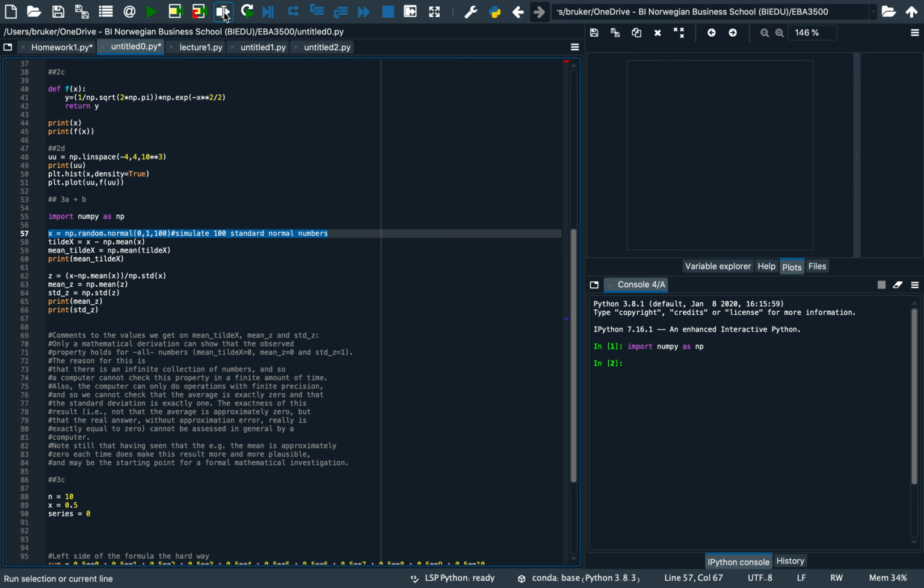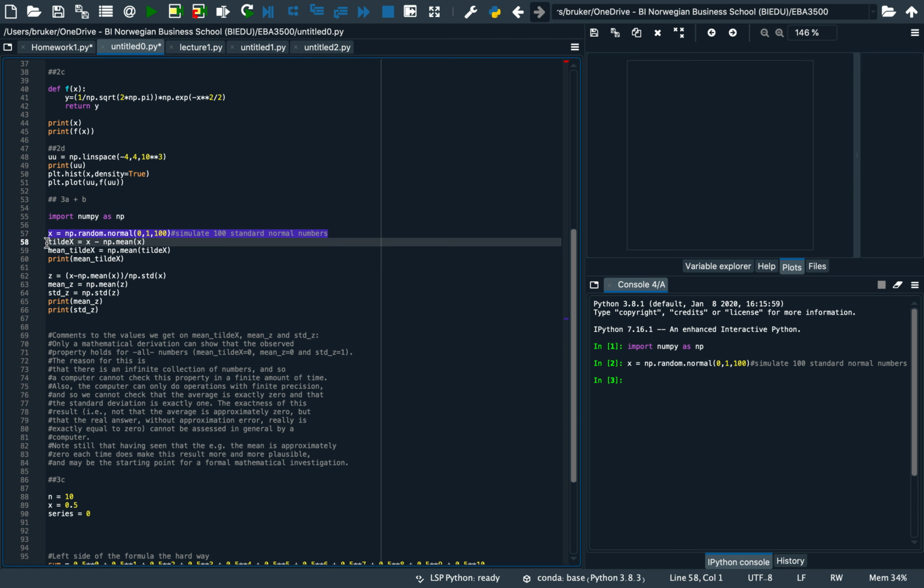So let's do it. So now x is an array of 100 numbers, and then we are told to make a new variable tilde x, which should be these x's minus the mean of the x's. So then we make this variable tilde x, which should be x minus the mean of x. So let's do it. There we got that one.